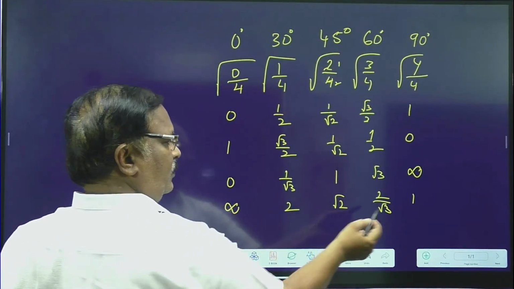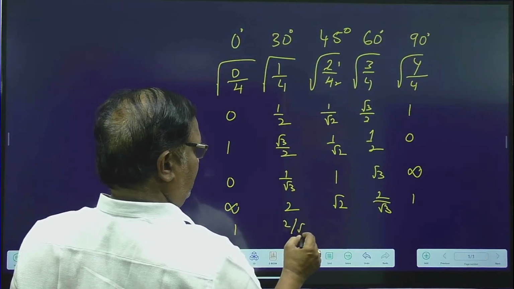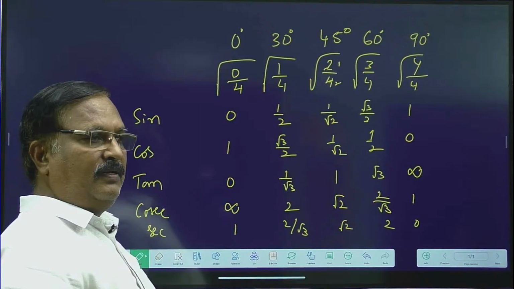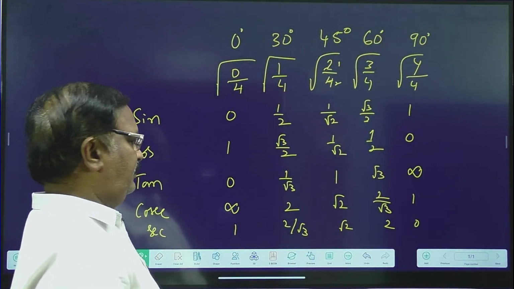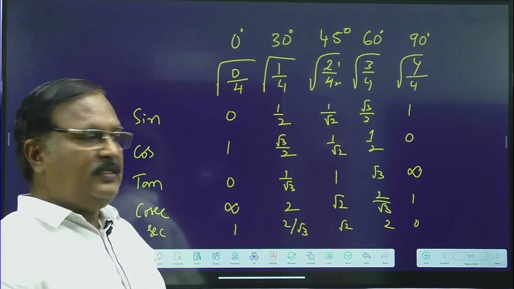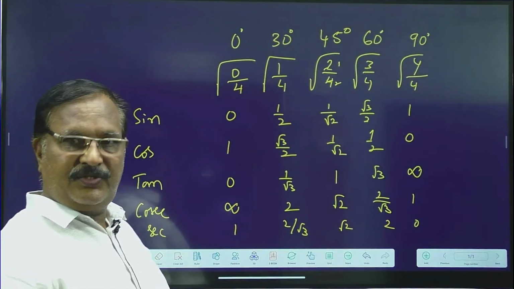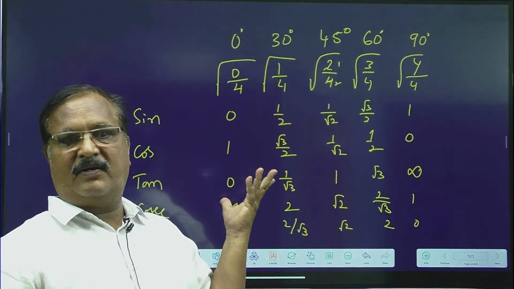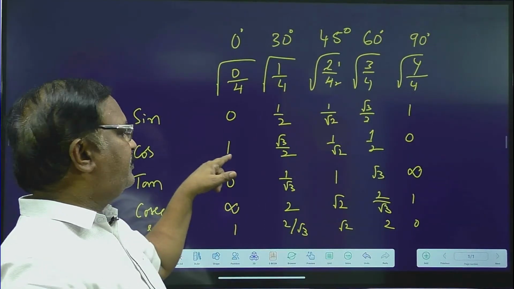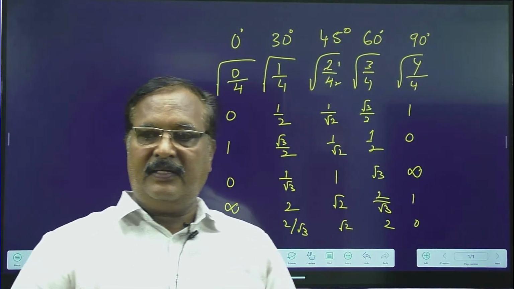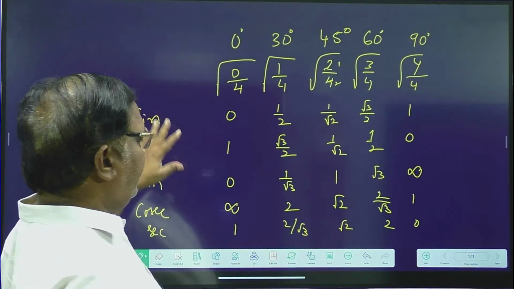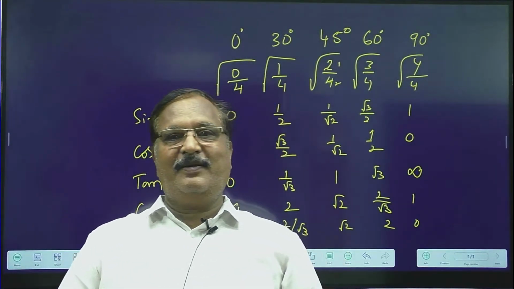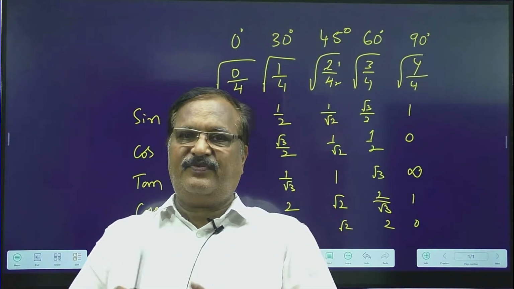Write the cos values in reverse order: 1, 2 upon root 3, root 2, 2 and 0. So this is what the trigonometric ratios are. How to write cot? Write tan in reverse order and you will get cot. Otherwise, take the reciprocal of tan and you will get the cot values. So this is the method to remember the values of trigonometric ratios of specific angles.